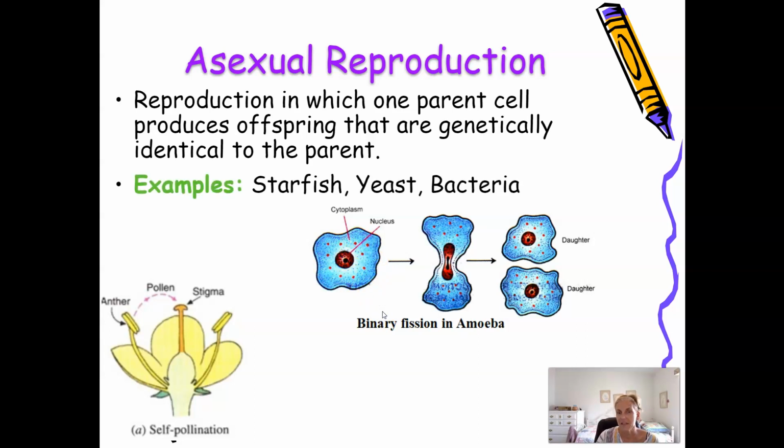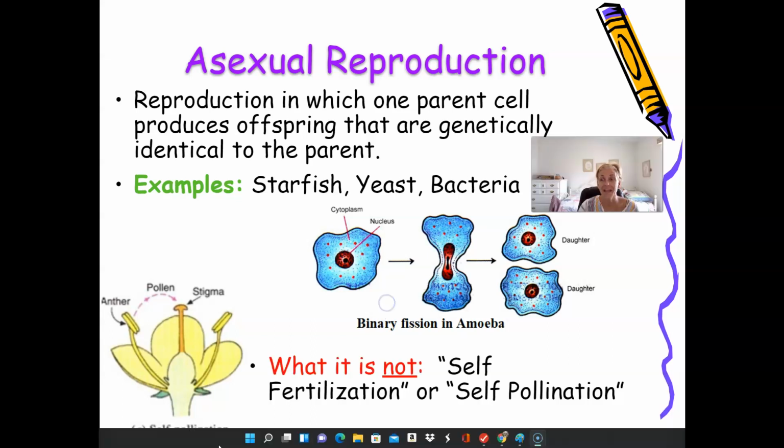This happens in starfish, yeast, bacteria. You're going to learn many different types of asexual reproduction tomorrow. What it is not is self-fertilization or self-pollination. I think this is a confusing point for students quite often. Remember, I said that it's one parent cell, not one parent, okay?